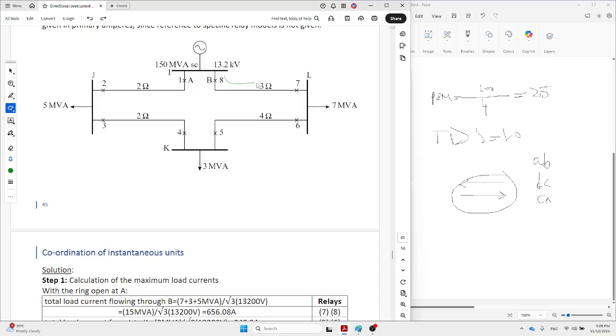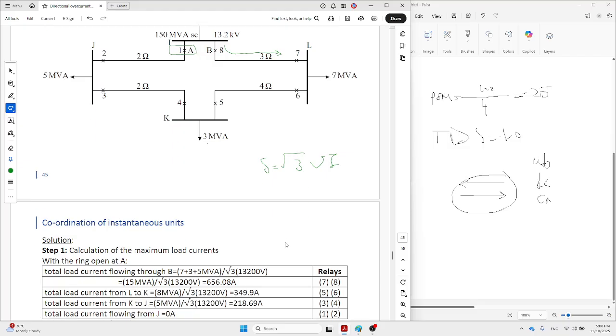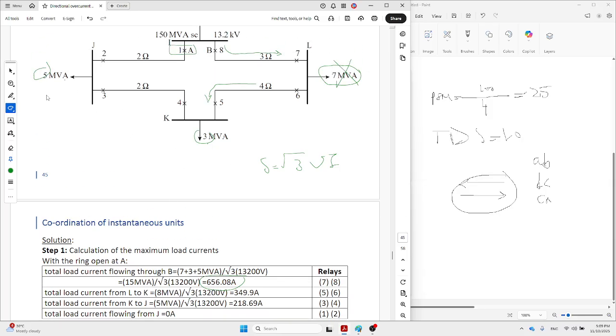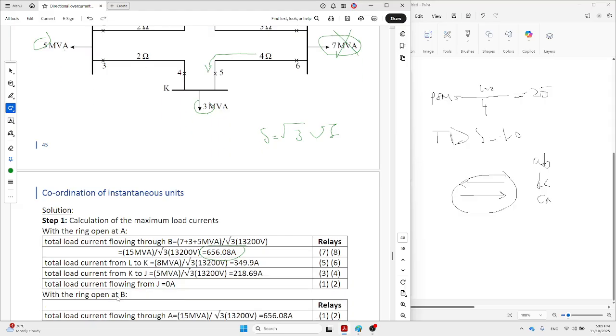This line, how much load must it carry when this switch is open? 7 plus 3 plus 5, the total loading, divided by square root 3 V, correct? So the current can be calculated, which is this value. For this line, how much current are we going to carry? Since some loading is dropped here, only 3 and 5 remain. So the total load is 3 plus 5, which is 8, divided by the voltage. Finally, at this point, you can see 5 over that one.